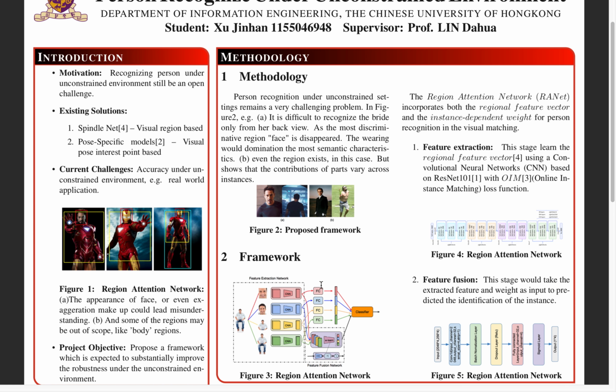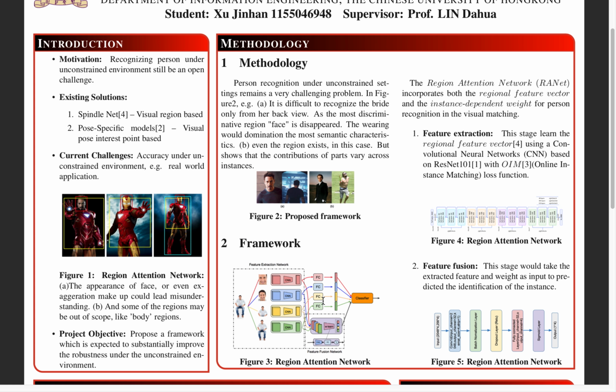The framework details are like this. The whole network can be regarded as two stages. First is the feature extraction stage. In this stage, the face, head, upper body, and whole body regions are fed into one CNN as input. This CNN is based on ResNet-101, a very famous and commonly used CNN structure nowadays, and we use the online instance matching loss function instead of the normally used cross-entropy loss function.